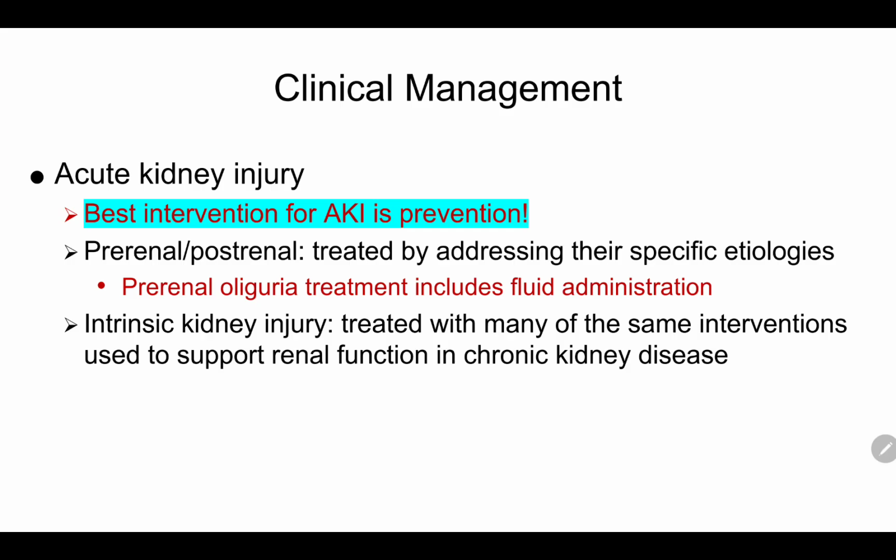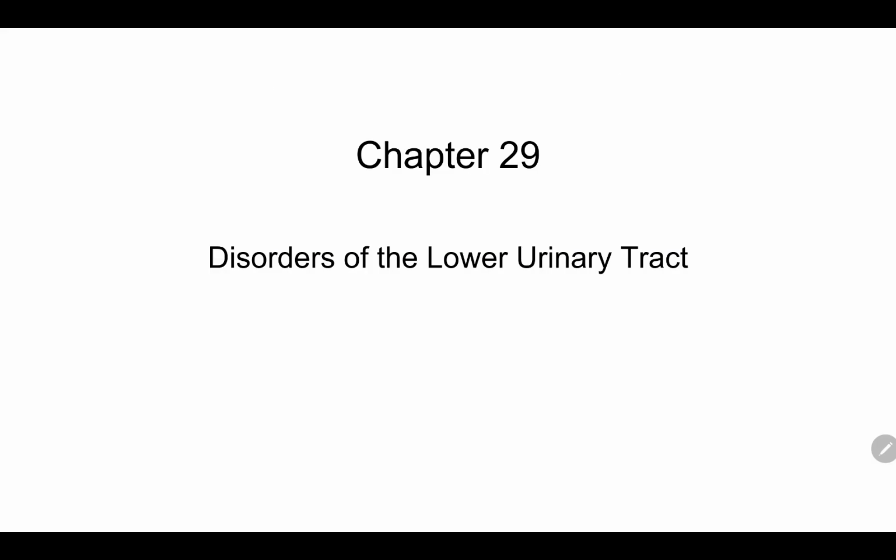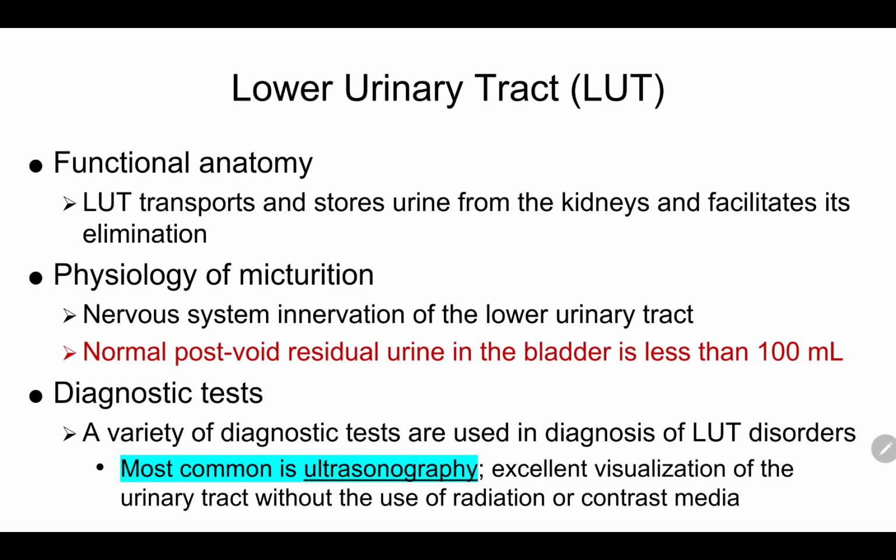So when we look at acute kidney injury, number one, the best intervention for acute kidney injury is prevention, right? Got to remember that, is prevention, okay? Chapter 29 looked at some disorders of the lower urinary tract, like UTIs and things like that. So we would have talked about UTIs, and most commonly you'll find UTIs in sexually active women. They're going to have a shorter urethra, things like that.